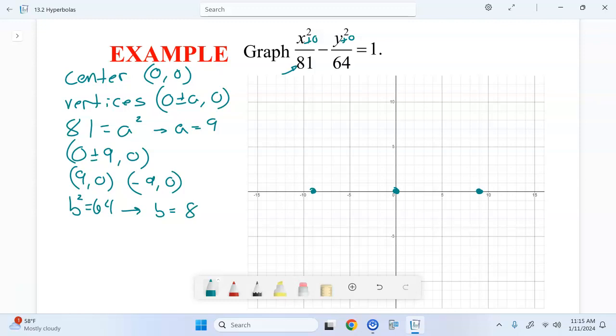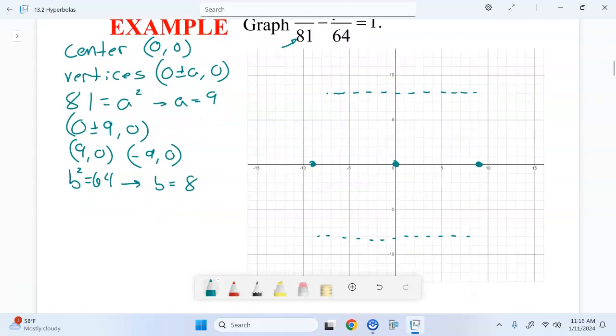Okay? Now, our b value is not going to give us any particular point, but it's again used to create the boundaries of that fundamental rectangle. It gives us that conjugate axis length. We're going to go 8 above and 8 below our center. So what I'm going to do is draw a dotted line here and there. Okay? So those are the upper and lower boundaries of our fundamental rectangle. 8 above the center and 8 below the center. That gives us that conjugate axis.